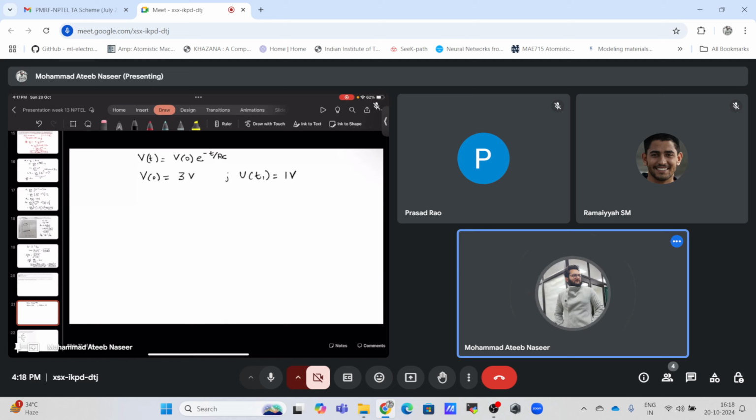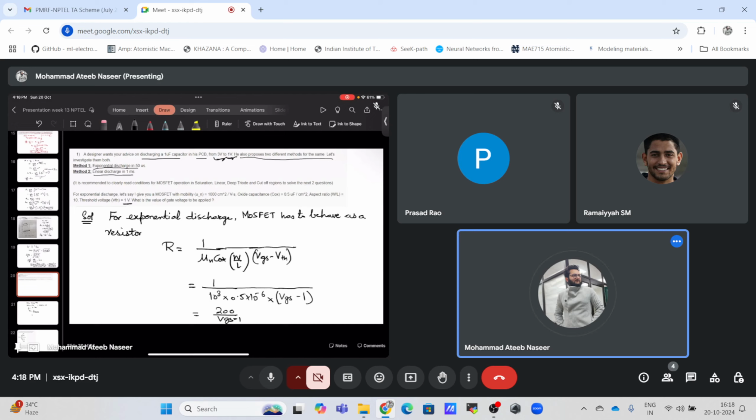So it is simply V(t1) by V0, which is 1 by 3, is simply e to the power of minus t by tau, where tau is R times C. So R is simply equal to t by C ln of 3. Yes, ln of 3, 1 by 3, it's correct. So it is simply t by C.